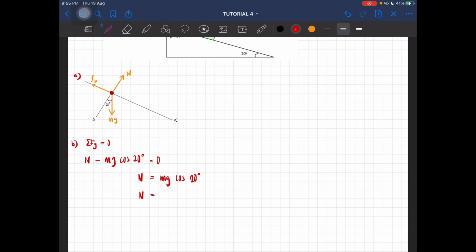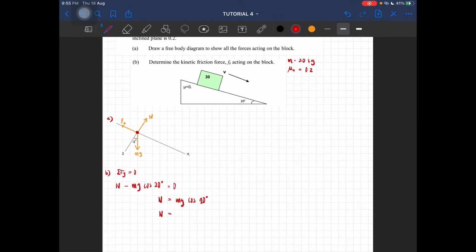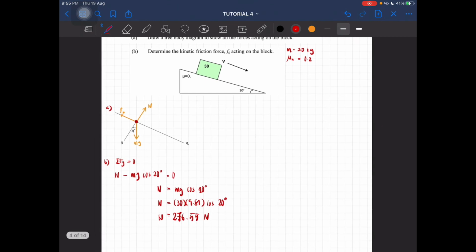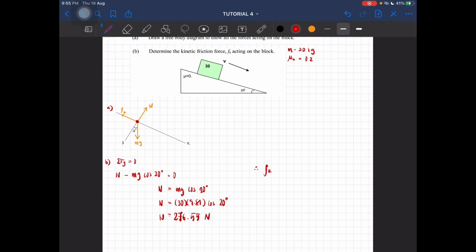So just substitute in the values. You'll then get the normal force to be equal to, okay, it's not calculated. I have to calculate this. Sorry, I'm referring to just the answer scheme, so I don't really calculate this beforehand. Cos 20 degrees, so 30 times 9.81 times cos 20 degree is equal to 276.55 Newton.